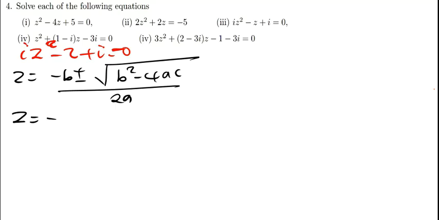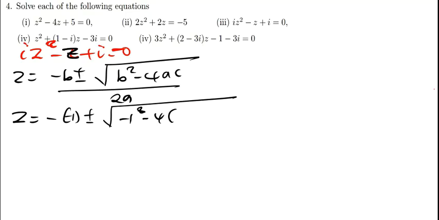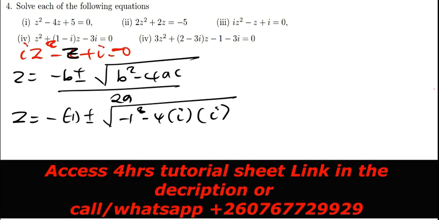z will be equal to negative, what is our b? Our b is negative 1. This is negative z, so it's negative 1, plus or minus the square root of, since that is also negative 1, it's going to be negative 1 squared, minus 4. My a is i. In that case, we have been given that a is i there. Then my c is also i. Okay, I divide this by 2. My a is also i. I'll put i down there.